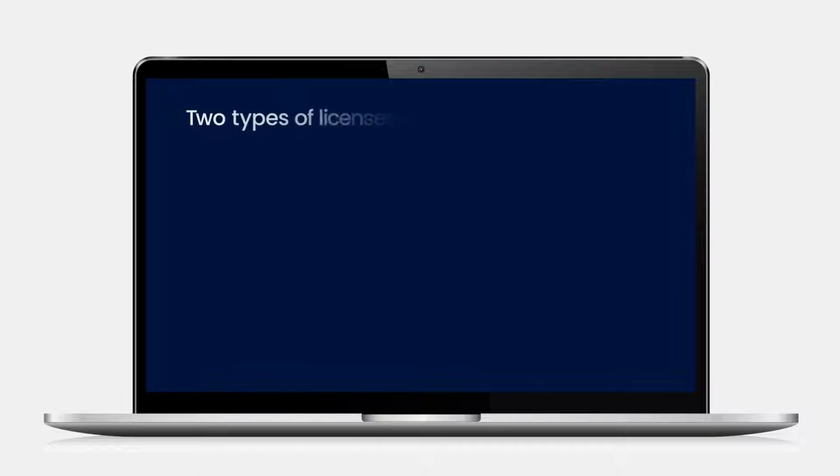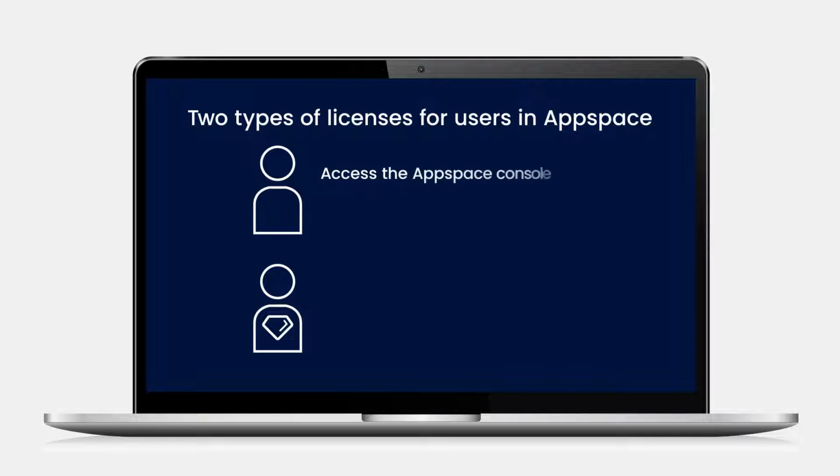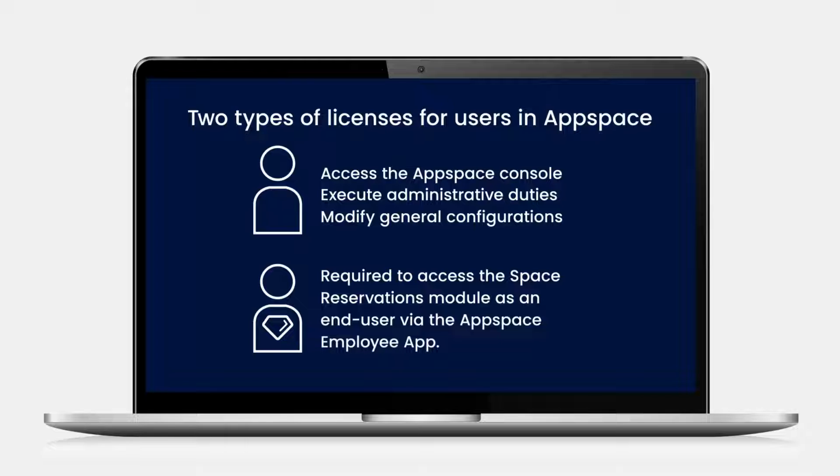There are two types of licenses for users in Appspace: platform users and premium users. A platform user can access the Appspace console, and depending on the roles and permissions given there, will be able to execute administrative duties or general configurations. A premium user license is required to access the Space Reservations module as an end user via the Appspace employee app.